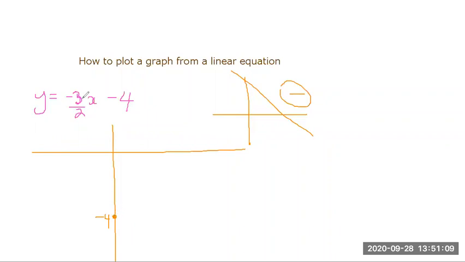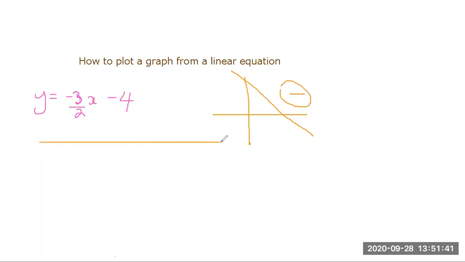So now my slope tells me that I went down 3 and over 2. So I'm going to go down 3. Let's put a -5 right here, -6, and -7. This is very crumbled up. So let's do this.